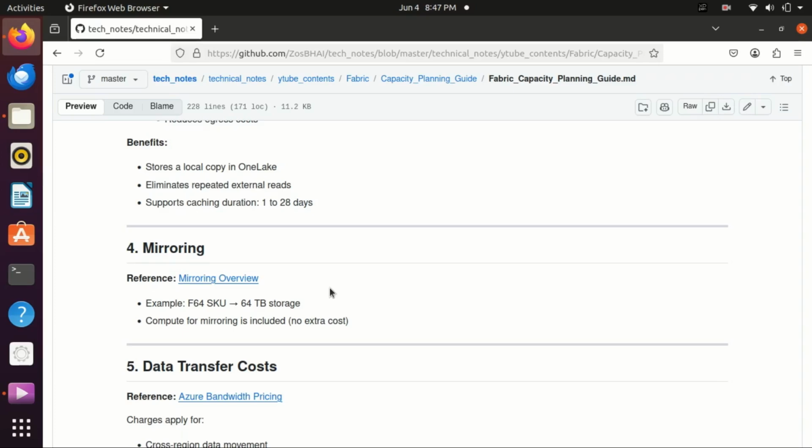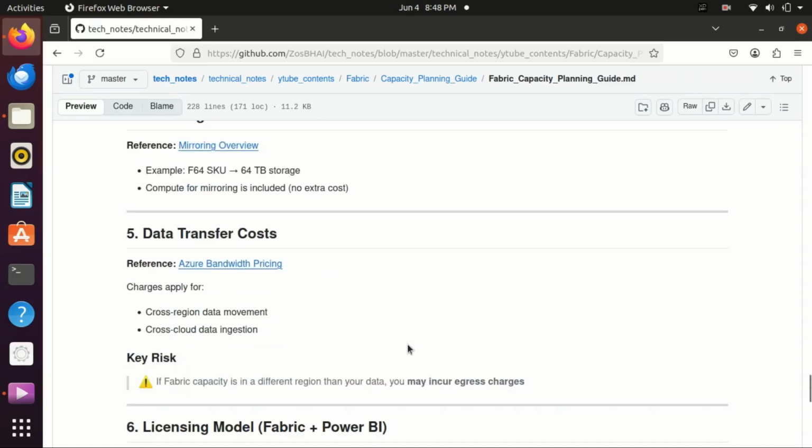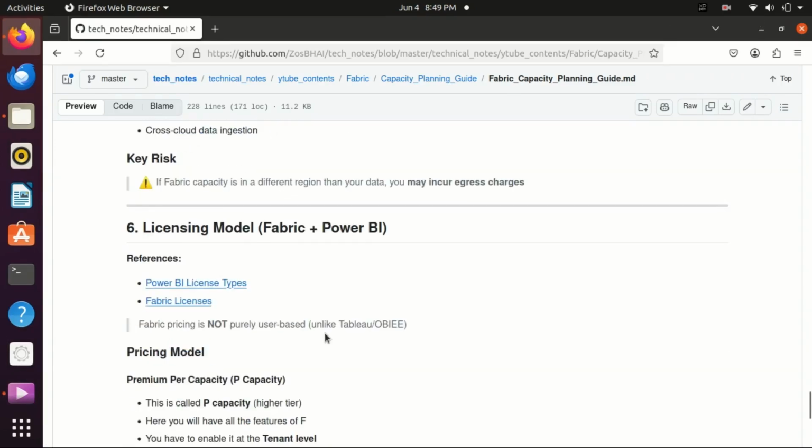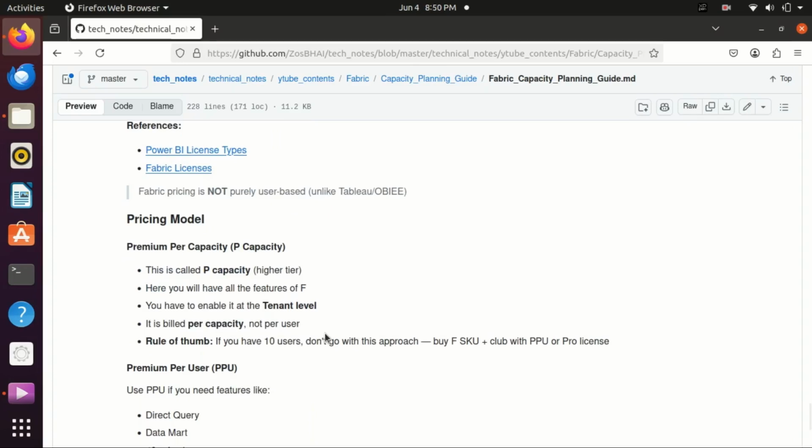Finally, let's discuss the data transfer cost. Charges are applied when data moves across regions. Data is ingested across the cloud provider. One common risk to watch for here is region mismatch. If your Fabric capacity is deployed in one region while your data exists in another region, you may incur additional egress charges. Now let's look at another important component in Fabric estimation, Power BI licensing.